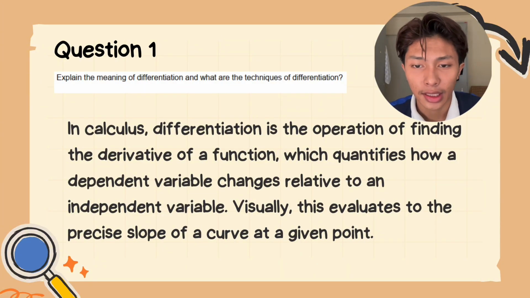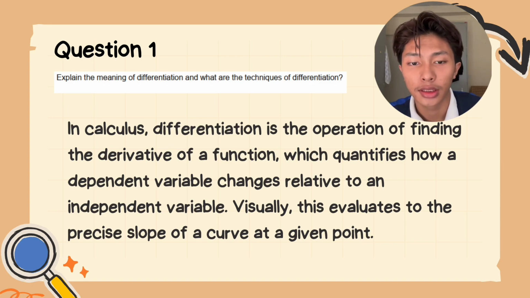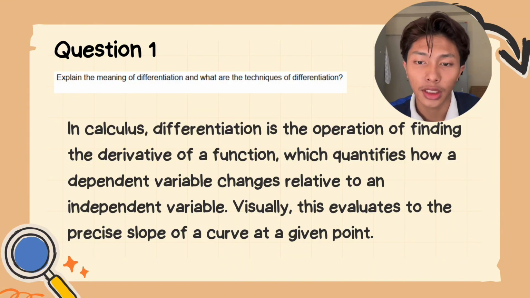In calculus, differentiation is the operation of finding the derivative of a function, which quantifies how a dependent variable changes relative to an independent variable. Visually, this evaluates to the precise slope of a curve at a given point.